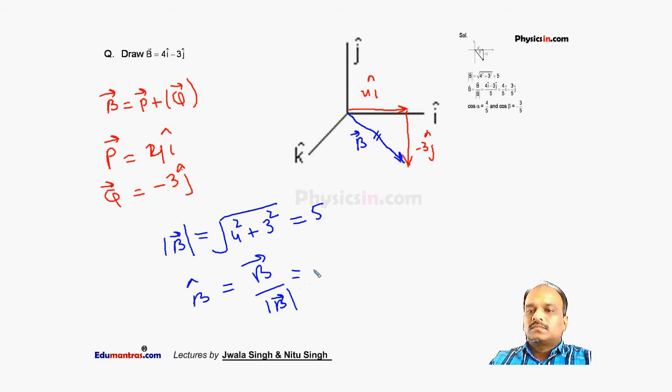Unit vector B is 4 i cap minus 3 j cap divided by mod of B, which is 5. So it is 4 by 5 i cap and minus 3 by 5 j cap. So here cos alpha is 4 by 5 and cos beta is minus 3 by 5. Means this is your beta and this is your alpha.